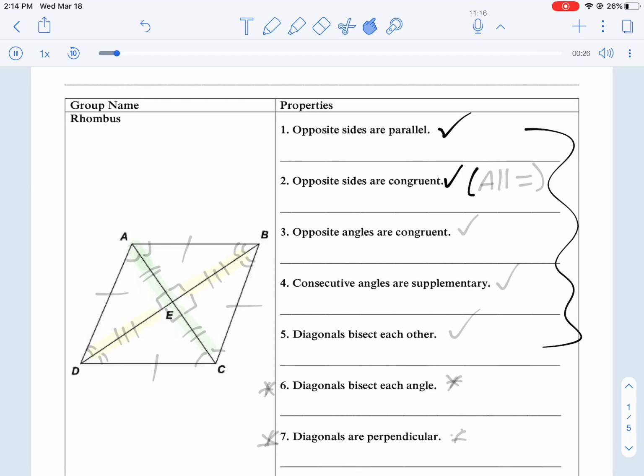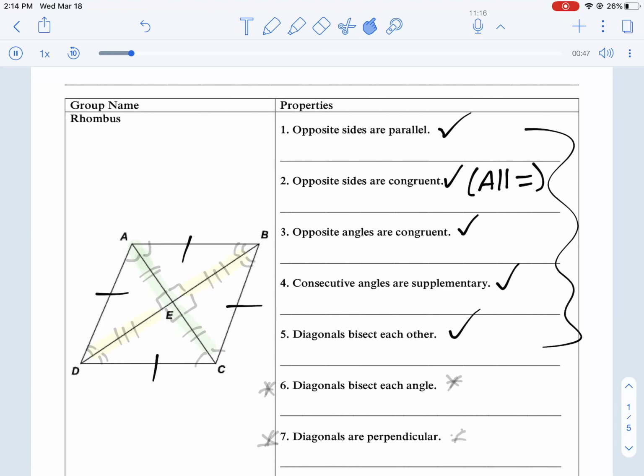Now in parentheses, I'm going to write all equal. In a rhombus, all 4 sides are congruent. Opposite angles are congruent. Consecutive angles are supplementary. Diagonals bisect each other. Okay, so those are the first 5.